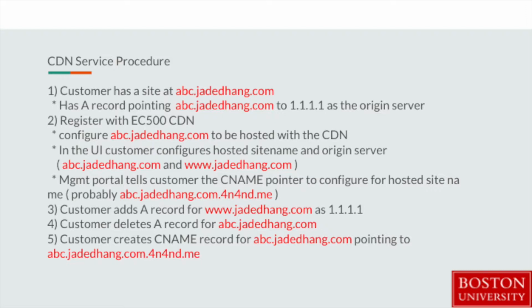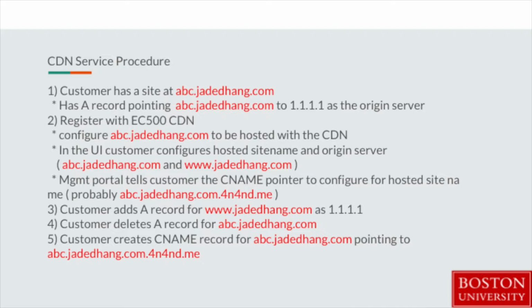The client has to register with our CDN to configure abc.jtong.com to be hosted with CDN service. So in the UI customer config, they have to enter their hosted site name and original server, accordingly abc.jtong.com and www.jtong.com. After that, our management portal will tell the customer the CNAME pointer to configure for the hosted site name. That may be abc.hung.com.414d.me. After doing this, the client has to do three operations.